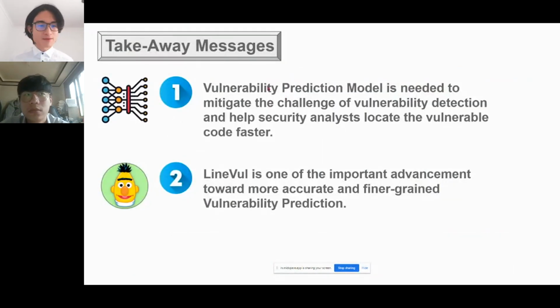Some takeaway messages. First, a vulnerability prediction model is needed to mitigate the challenge of vulnerability detection and help security analysts locate the vulnerable code faster. Second, LineVul is one of the important advancements toward more accurate and finer-grained vulnerability prediction.